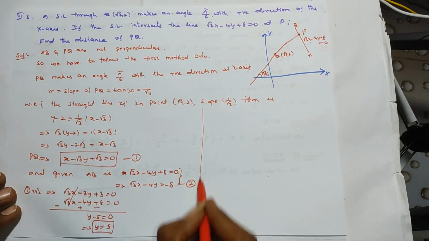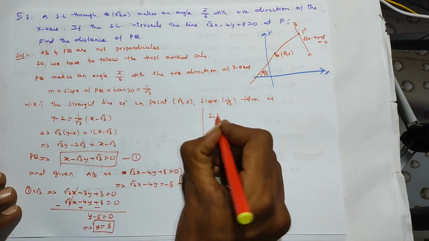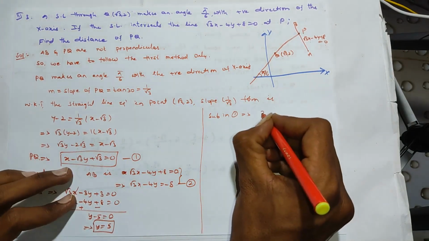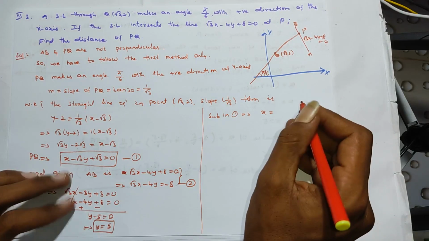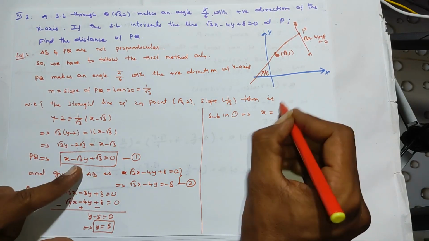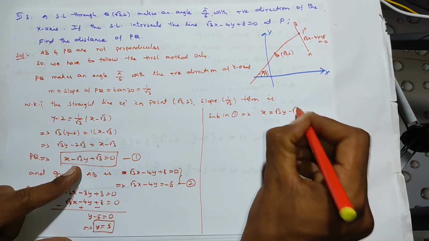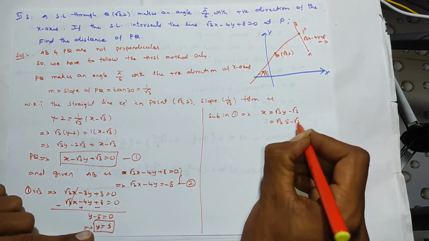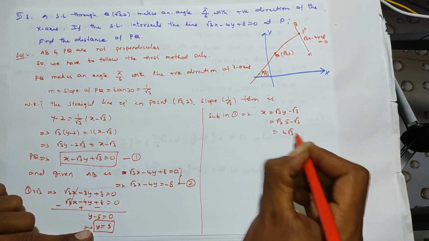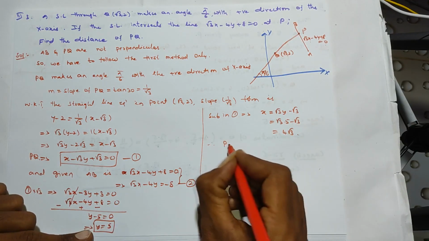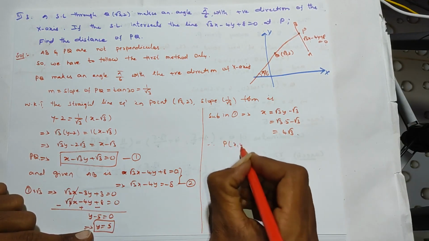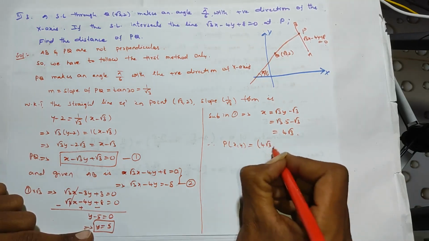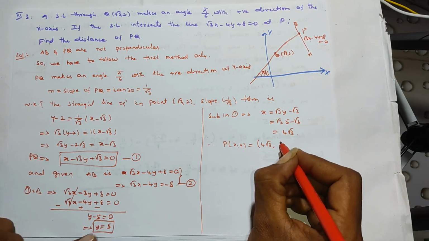Substitute in any one of them. Substituting in equation 1, we get the x value, that is x is equal to root 3y minus root 3, that is root 3 into the y value 5 minus root 3, that is 4 root 3, right? Therefore the P coordinates are x comma y is equal to 4 root 3 comma 5.